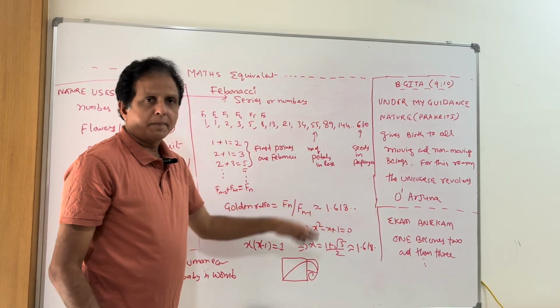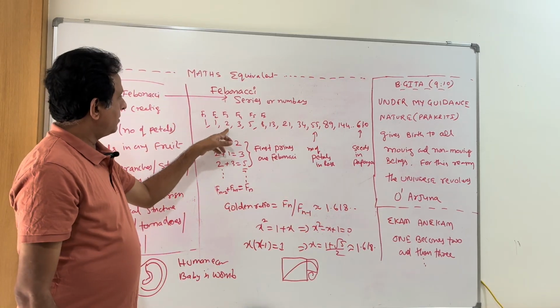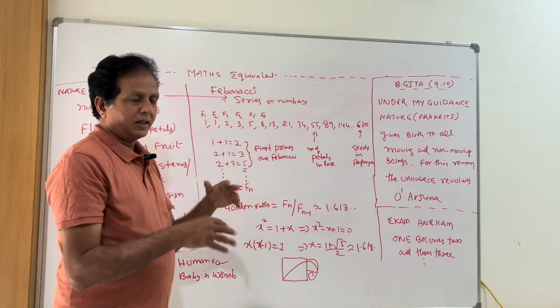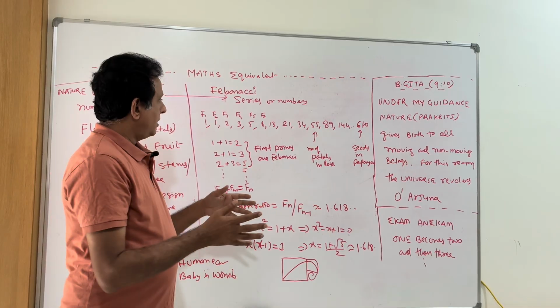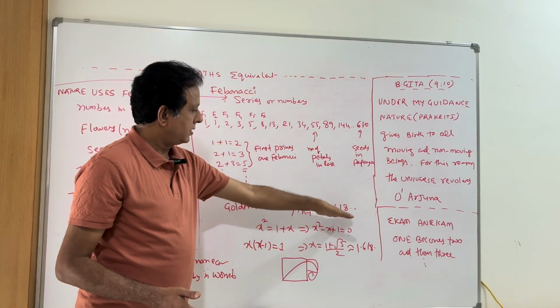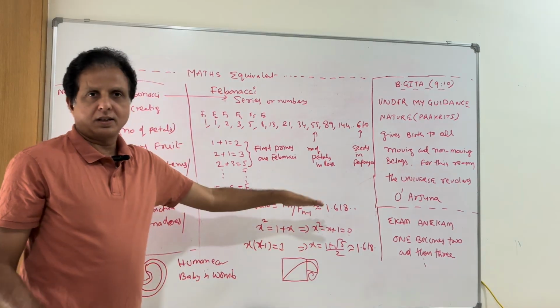It settles there. Of course, initially the ratio is 2 by 1 is 2, 3 by 2 is 1.5, then 5 by 3 is 1.6. But ultimately, when it reaches higher numbers, the ratio settles down to 1.618.